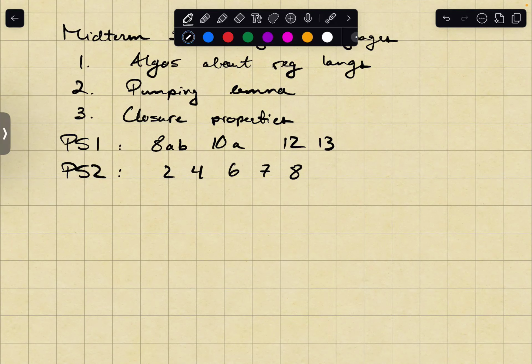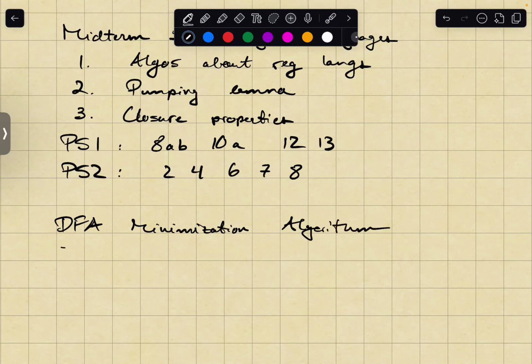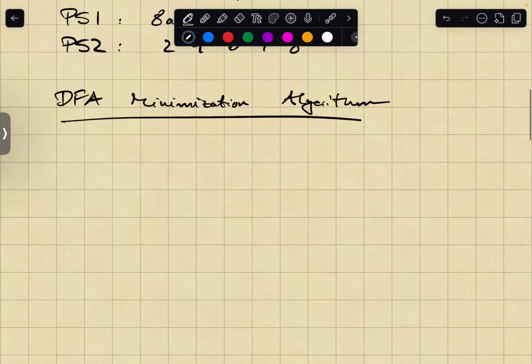No. Okay. So the first thing that I would like to talk about today, like I said, are some conversion algorithms about regular languages. In particular, the DFA minimization algorithm. So that's what we'll be looking at. As a quick reminder, in the DFA minimization algorithm we have this idea of distinguishable versus indistinguishable states.